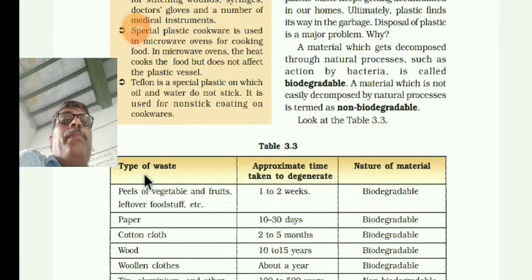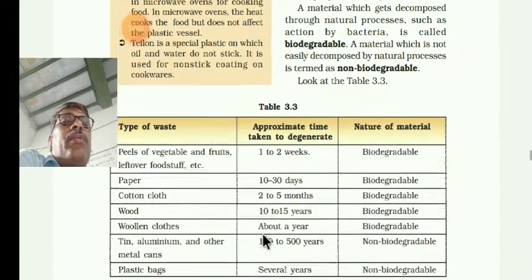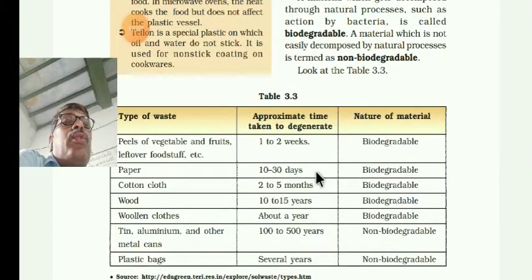Now look at the types of waste, the approximate time taken to degrade, and the nature of the material. See, peels of vegetables, fruits and leftover foodstuffs decompose in nearly 1 to 2 weeks, so that is why they are biodegradable. Paper takes 10 to 30 days to decompose, so biodegradable. Cotton cloth takes nearly 2 to 5 months to decompose, so this is also biodegradable.